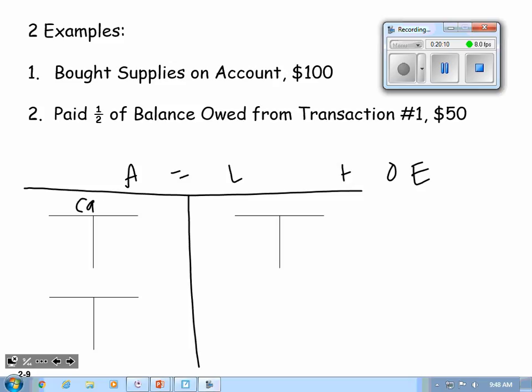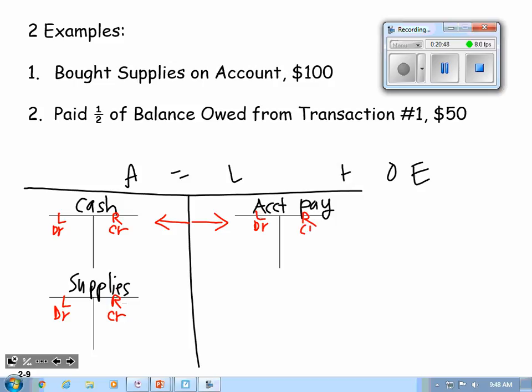Cash, supplies, accounts payable. These two assets, cash and supplies, are on the left side of the big T. They still have a left, which is a debit. They still have a right, which is a credit. Accounts payable has a tiny little left and right side, which we know is debit and credit.